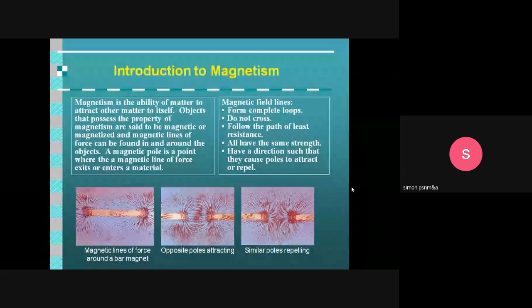As shown in the diagram, the first diagram shows the magnetic lines of force around a bar magnet. The second diagram shows opposite poles attracting, and the third diagram shows similar poles repelling. So in the second diagram, you can see the magnetic lines of force are being attracted. In the third diagram, you can see the magnetic lines of force are repelling.